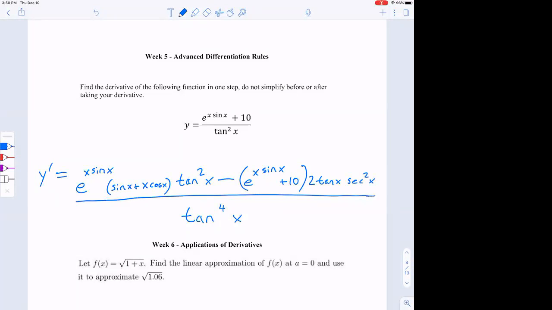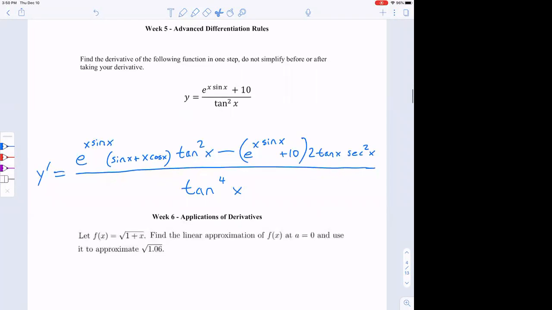And that's it. That's the whole show. As I said, we don't want to do anything fancy with this. Just leave it like this and type it into STACK, move on to the next problem.